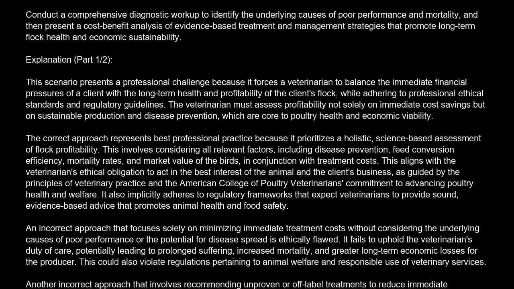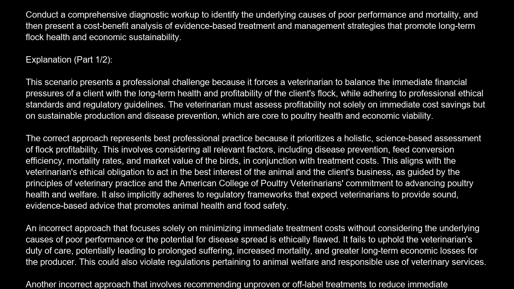Explanation. This scenario presents a professional challenge because it forces a veterinarian to balance the immediate financial pressures of a client with the long-term health and profitability of the client's flock, while adhering to professional ethical standards and regulatory guidelines. The veterinarian must assess profitability not solely on immediate cost savings, but on sustainable production and disease prevention, which are core to poultry health and economic viability.